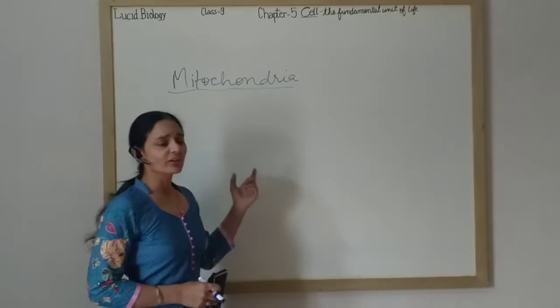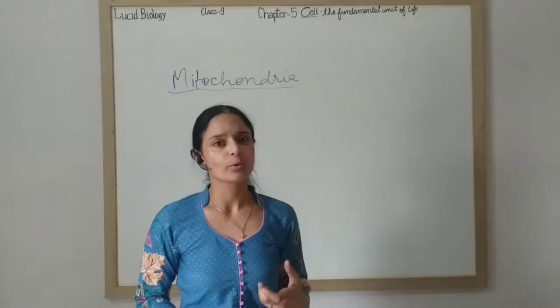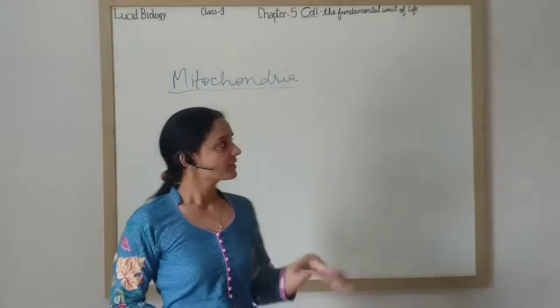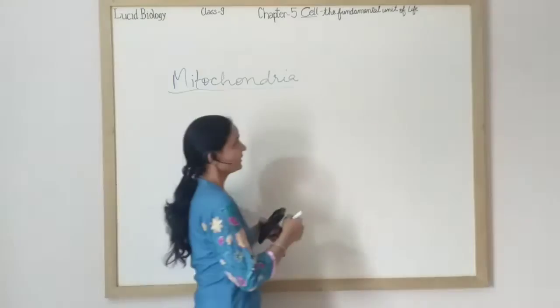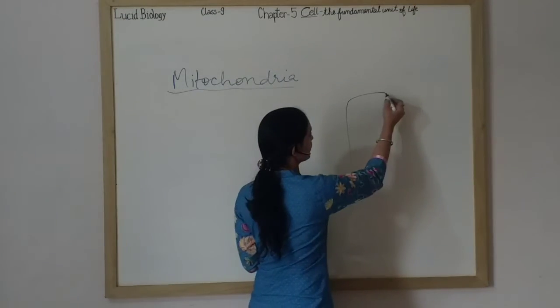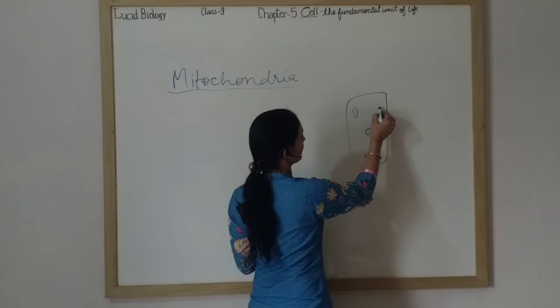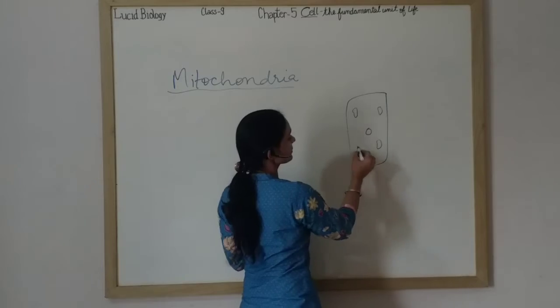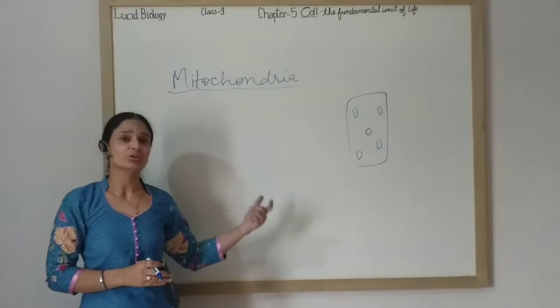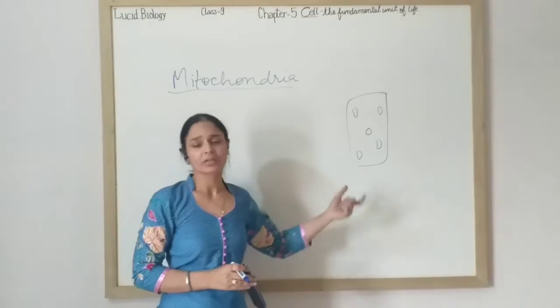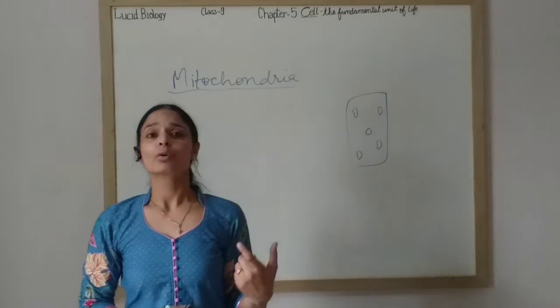Mitochondria. Mitochondria are tiny bodies. These are the tiny bodies of varying shape scattered in the cytoplasm. As I told you earlier, in the cytoplasm of the cell, this is the nucleus, you find mitochondria scattered. These are the tiny bodies of varying shape. They can be circular, spherical, or rod-like.